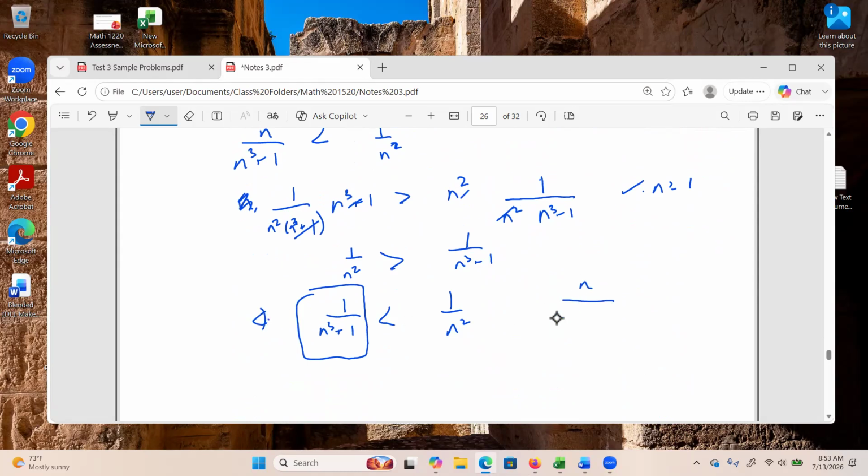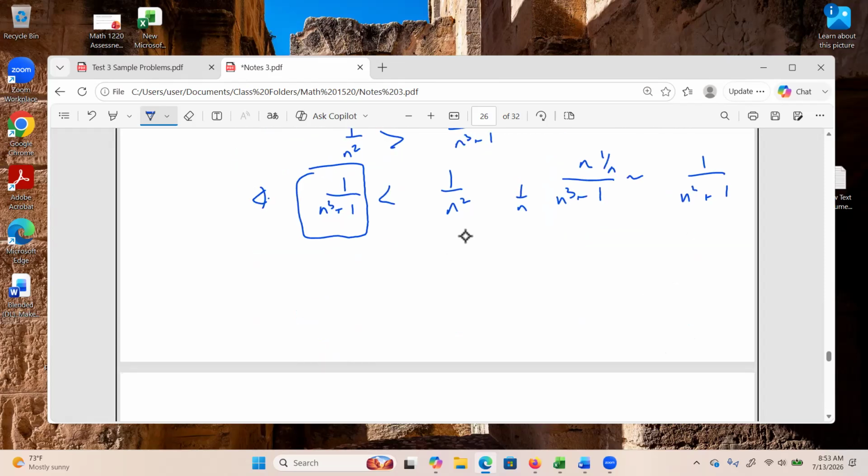So we have n over n cubed plus 1, which reduces, if we multiply by 1 over n, to 1 over n squared plus 1. So we can say that this is going to be smaller than 1 over n squared. Since 1 over n squared converges by the p-test, we can say that n over n cubed plus 1 converges by comparison.